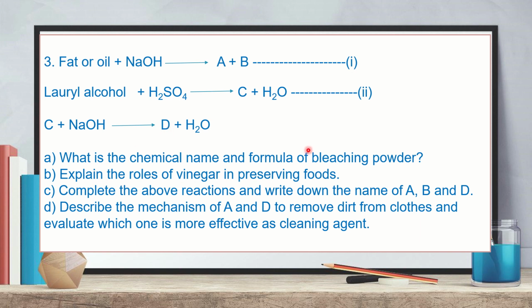Now, what is the chemical name and formula of bleaching powder? The chemical name of bleaching powder is calcium chlorohypochlorite and the formula of bleaching powder is CaOCl2. Explain the role of vinegar in preserving foods. You know, vinegar is a weak acid and it gives a small amount of hydrogen ion. When vinegar is used to preserve foods, the hydrogen ion of vinegar destroys the protein of germs and bacteria. In this way, vinegar preserves food materials.